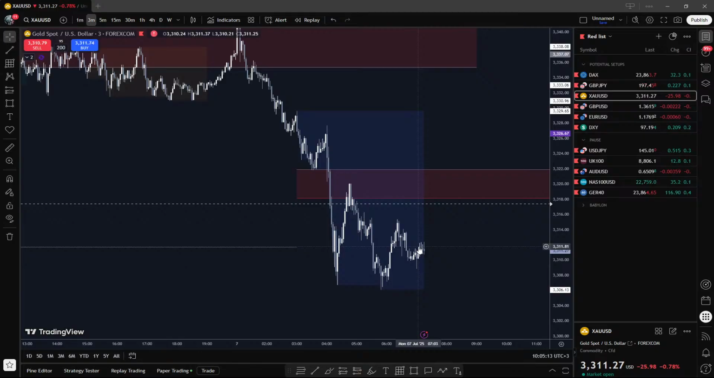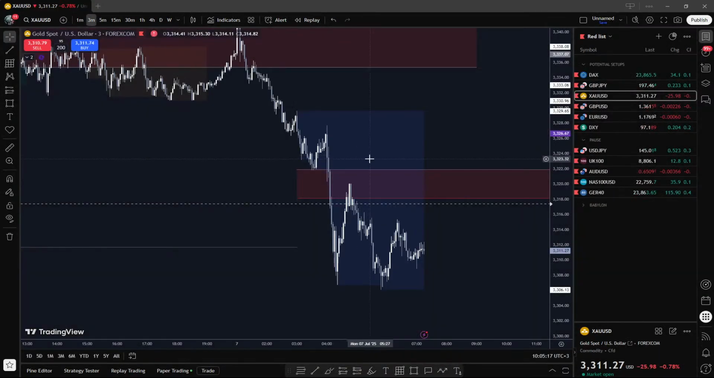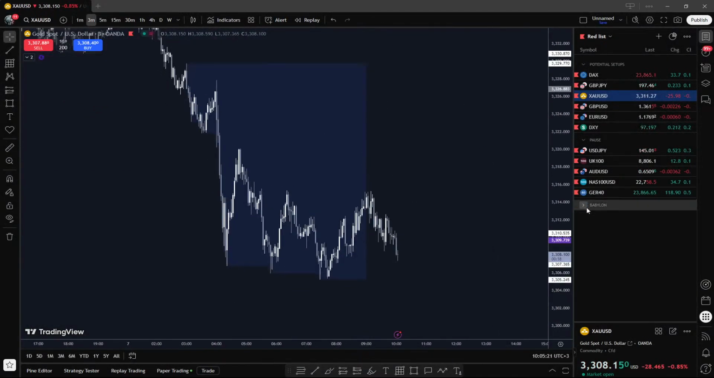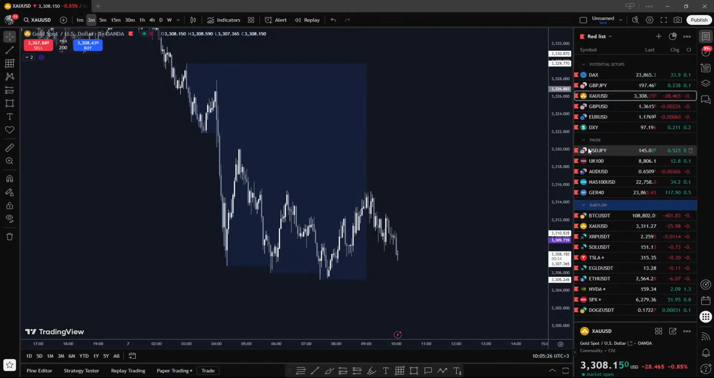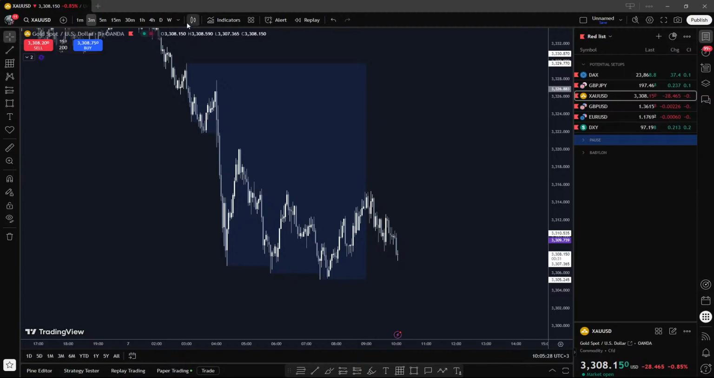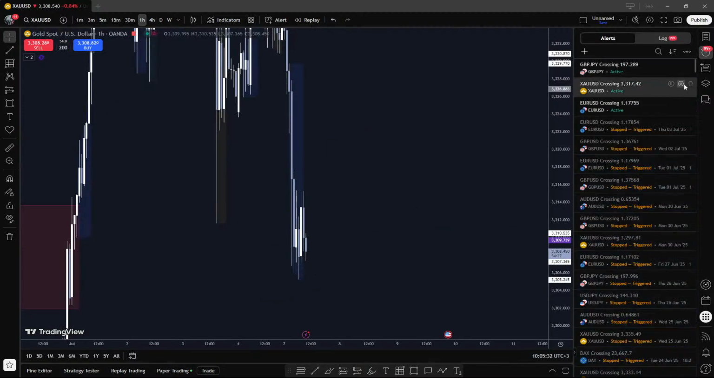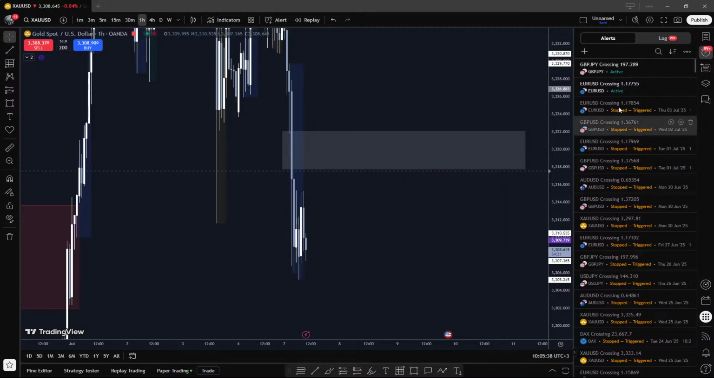Okay, but gold is stuck as well. Why are these pairs stuck, man? Where is he stuck? I don't know why some indices sometimes get stuck randomly on TradingView, but I guess that's fine. Yeah, we're still gonna wait for this hourly gap here. If we take it, it's fine. If we don't, we don't.